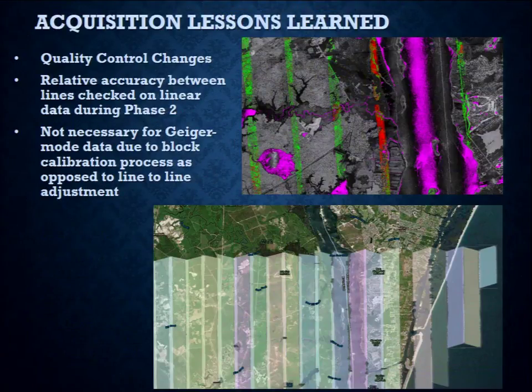This is just an example of some of the overlap between the two different sets of information. This is a different process for Geiger, so it works a lot more like old photogrammetry than Lidar does, and they do a block adjustment on this.